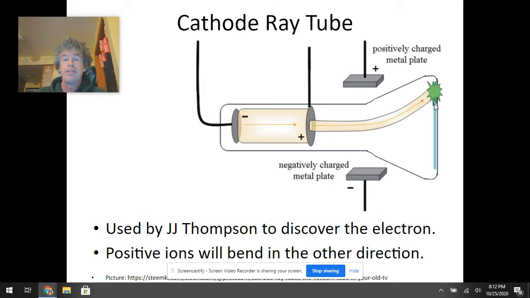And essentially what a cathode ray tube will do then in mass spectrometry is to cause particles to bend based on their mass. And as a result, you can then sort particles by size and then get a feel for how many particles of each size there are.